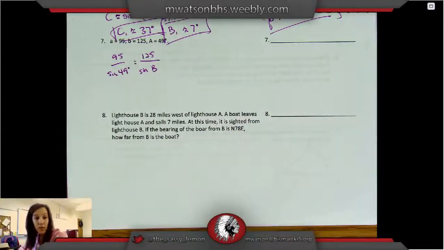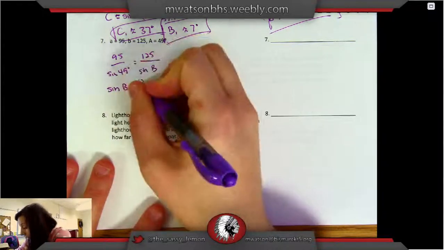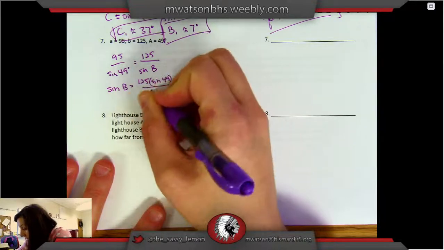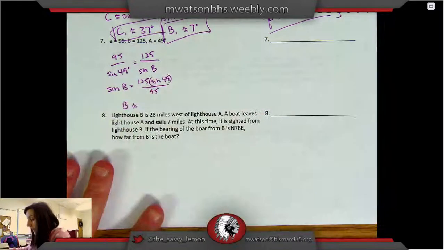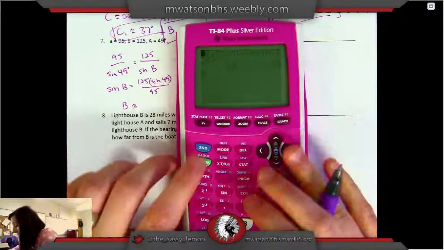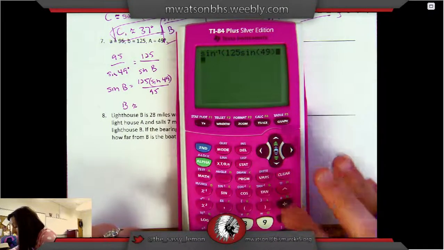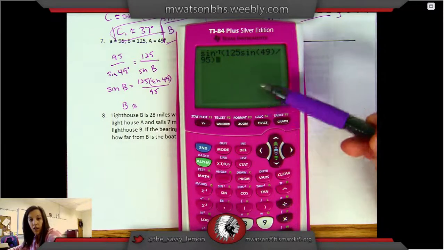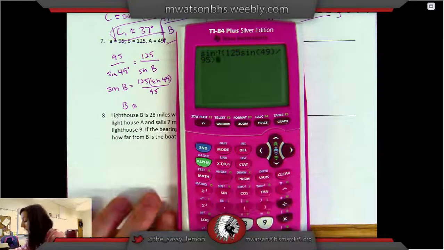Do as many steps as you need to, but I know that sine of B is going to equal 125 times sine of 45 all over 95. And then I do the inverse sine of both sides. And I'm going to type that in here. Inverse sine of 125 sine of 45 divided by 95. And make sure your parentheses in your calculator are like this. If you forget this parenthesis right there, that'll mess up your problem a lot.